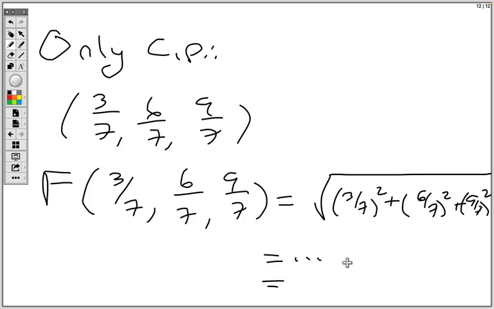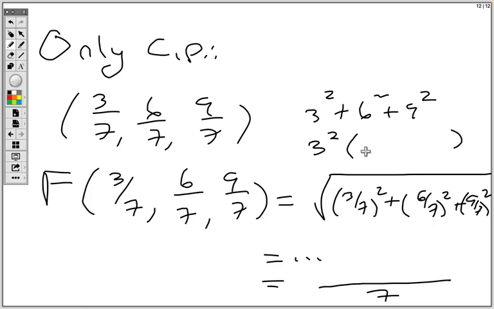Let's see what we get out of this. We should get a 7 down here. Right? And then this would be 3 squared plus 6 squared plus 9 squared. Which I guess I could take a 3 squared out of all of this, right? Did I do that right? So that would be 3 root 5 and 3 root 14.